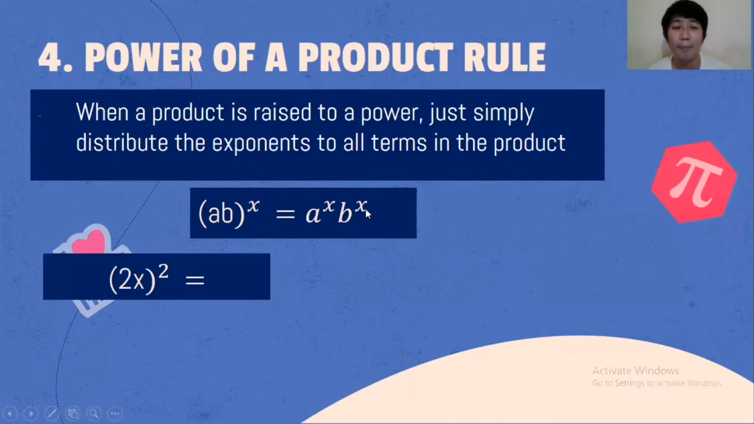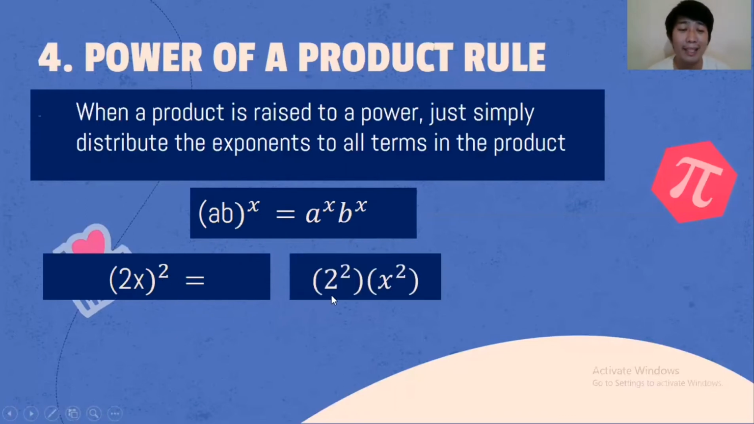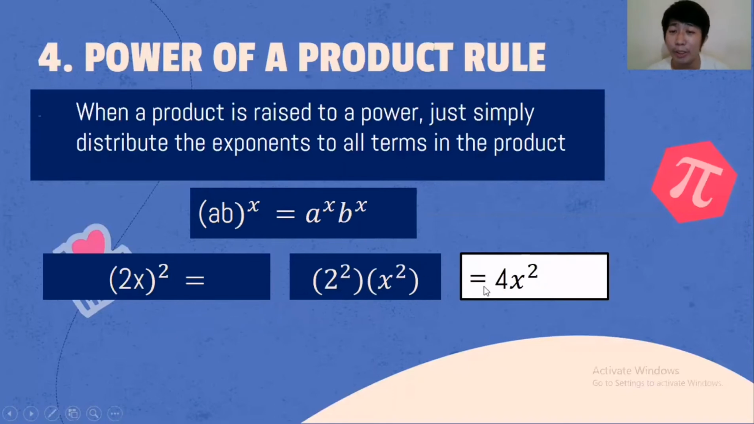Let's try to have an example. The quantity of 2X raised to 2. So we will be distributing the exponent to 2 and X. That's why it will be like this: 2 squared multiplied by X squared. What will be the answer? What is 2 times 2? That is 4. Then X squared, just copy. 4X squared. So that is the power of a product rule. When a product is raised to a power, just simply distribute the exponent to all terms in the product.